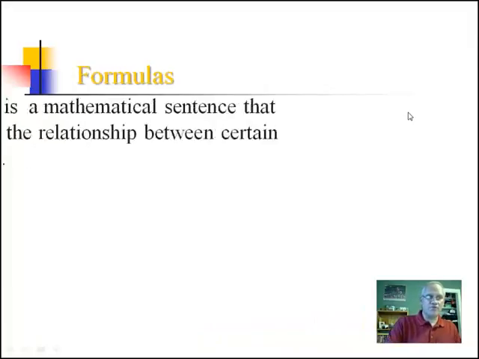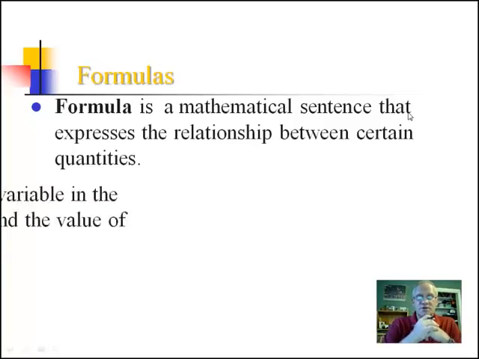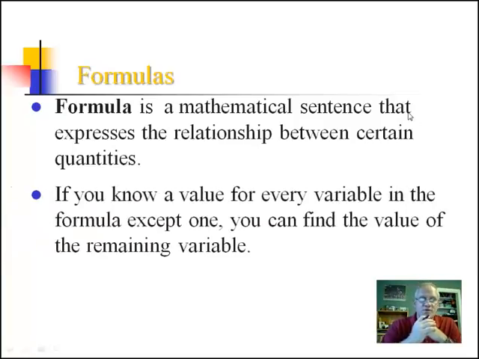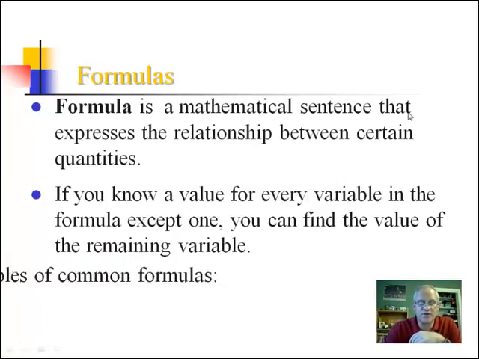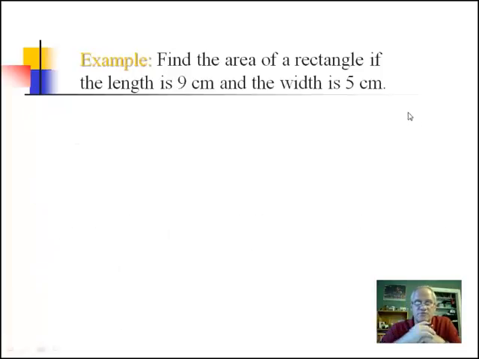Last thing we got here today, formulas. A formula is a mathematical sentence that expresses the relationship between certain quantities. If you know everything in there except for one variable, you can find the other one. Examples of that are area equals length times width, and volume equals length times width times height. So if you know the length and the width, you can plug them in and find the area. If you know the area and the length, you can plug those in and find the width, and so forth.